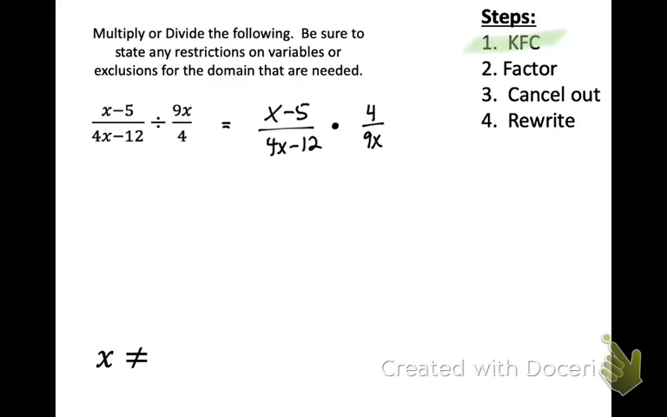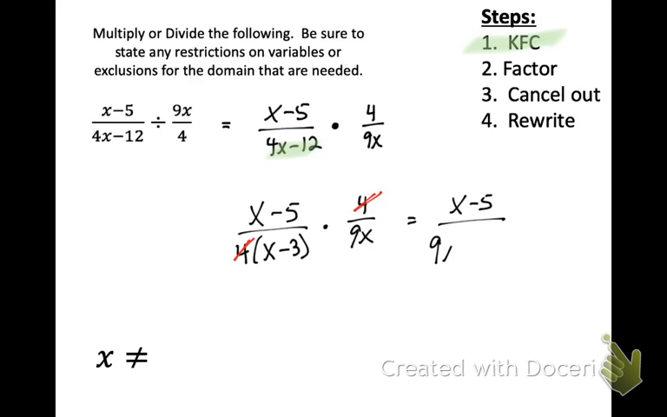We're going to factor everything that we can, which all that we can factor is this 4x minus 12. Pulling out a greatest common factor of 4. We're going to cancel out what we can and then rewrite. Looks like the only thing I can cancel out are these two 4's. They would divide out. So my final answer is going to be x minus 5 on top. And on bottom, I'm going to have a 9x and an x minus 3.